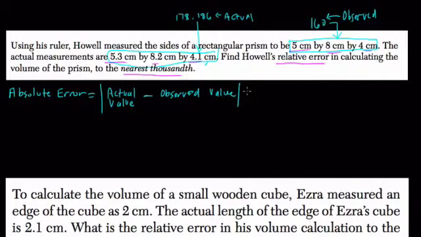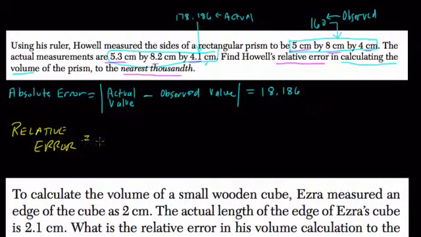So, in one sense, for volume, and they want the relative error in the volume, it's just the difference between these two, which is 18.186. And then the relative error says, all right, you know how far off you were, but what did that really matter? So the relative error writes this as a ratio, where you do the absolute error, we just found that, 18.186, over the actual value. In other words, how much off were you out of the total, almost like a percentage.